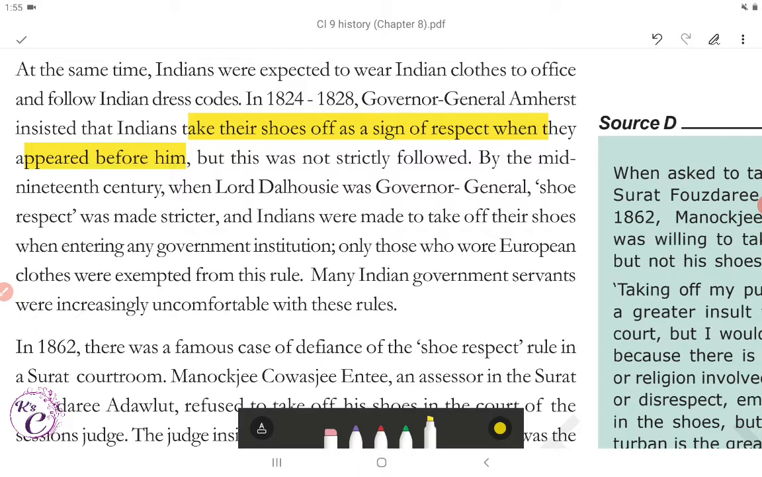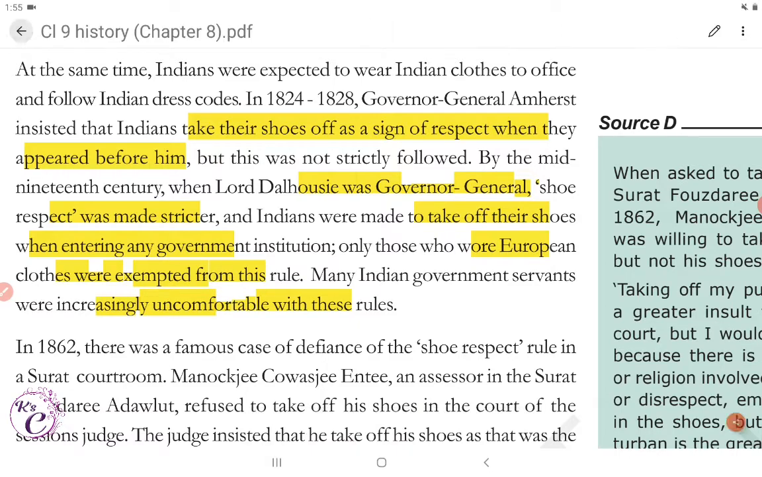By the mid-19th century, when Lord Dalhousie was Governor General, shoe respect was made stricter, and Indians were made to take off their shoes when entering any government institution. Only those who wore Indian clothes were exempted from this rule. Many Indian government servants were increasingly uncomfortable with these rules.